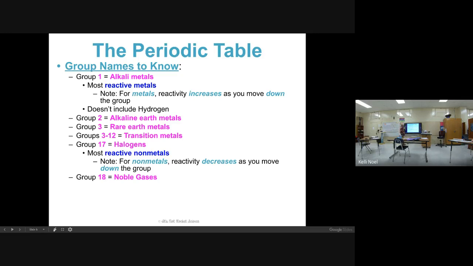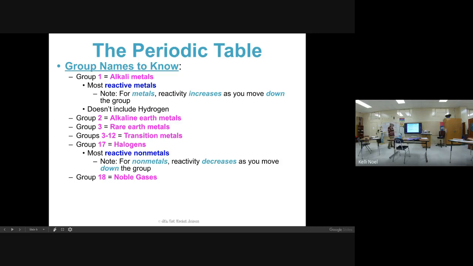2A is the alkaline earth metals. They are the next most reactive of the metals. You will see a lot of compounds with them and some non-metals. Group 3A, so skip the middle and go over to group 3A. These are the rare earth metals.